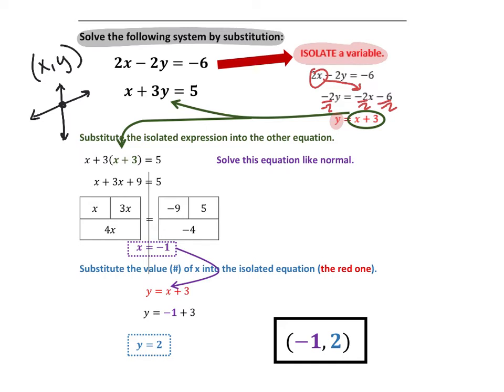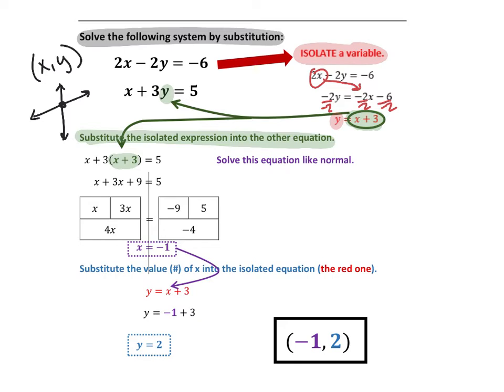Step 2 is to substitute the isolated expression into the other equation. Okay, I'm going to do that part in green. Substitute the isolated expression. So we are going to take what we've just isolated, and we're going to plug it into the other equation where that isolated value is. So I'm plugging in x plus 3 in the equation where y belonged. See how we substitute that in? We're going to plug it in parentheses.